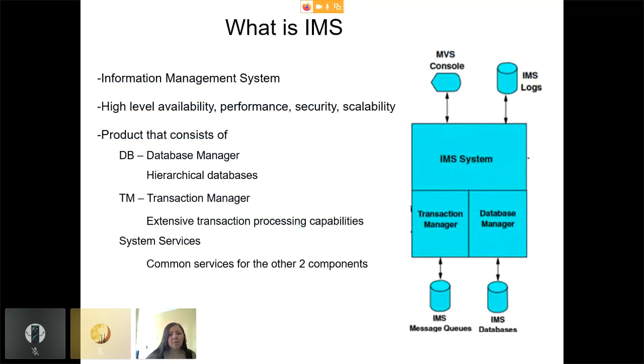So what is IMS? IMS stands for Information Management System. It has a very high level of availability. It's secure, high performance, scalable. It's got two main components. One is IMS DB, which is a database manager, and what it does is access and store data in a hierarchical type of database. So we will discuss what a hierarchical database means a bit later in the slides.